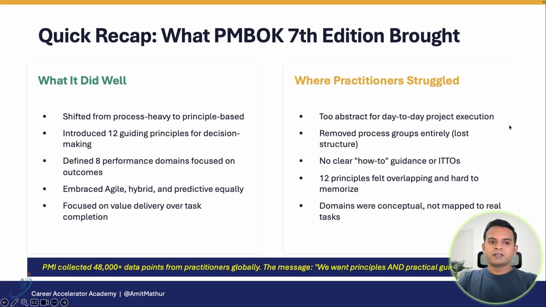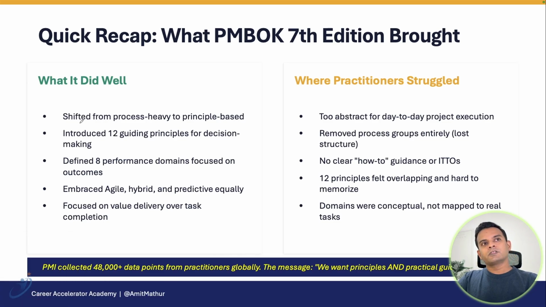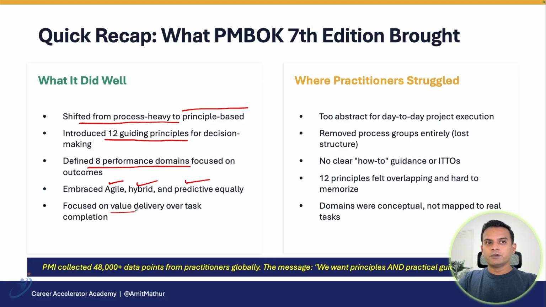Now have a quick recap of what the PMBOK 7th edition brought for us, what worked well and what didn't work well. What worked well is that it shifted from process heavy to principle focused. It introduced 12 guiding principles. They defined 8 performance domains. They embraced agile, hybrid and predictive methodology, and they focused on value instead of tasks. I think all of these things worked really well.